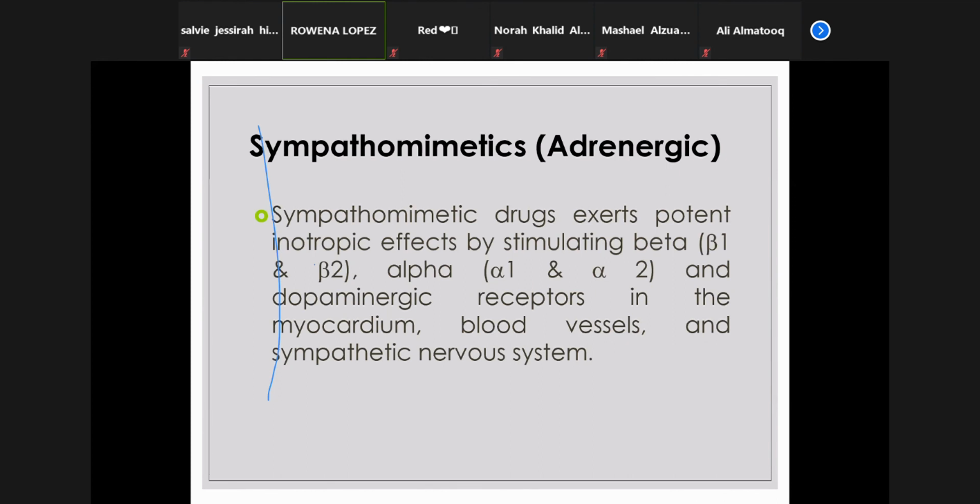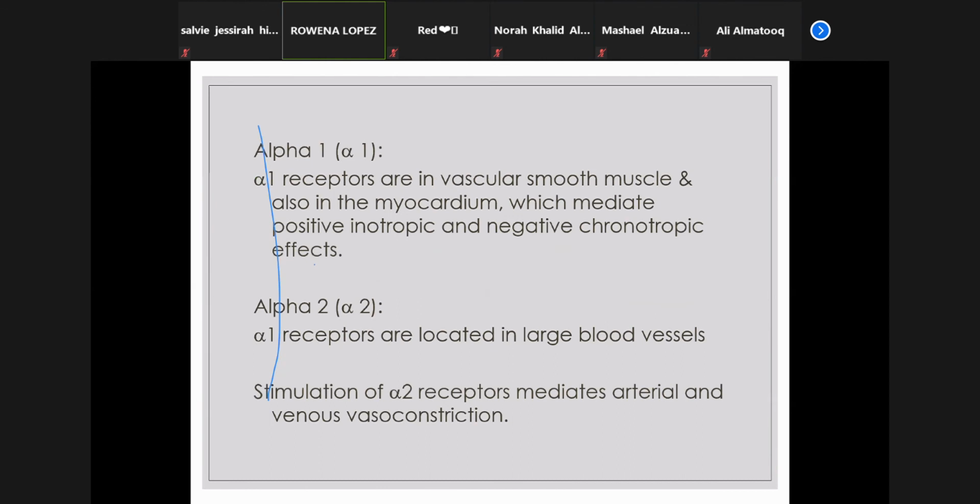For the sympathomimetic or adrenergic drugs, they exert potent inotropic effects by stimulating beta-1, alpha-1, alpha-2, and dopaminergic receptors in the myocardium, blood vessels, and sympathetic nervous system. Please do take note of this. Alpha-1 receptors are in the vascular smooth muscles and also in the myocardium, which mediate positive inotropic and negative chronotropic effect. So myocardium and smooth muscle.